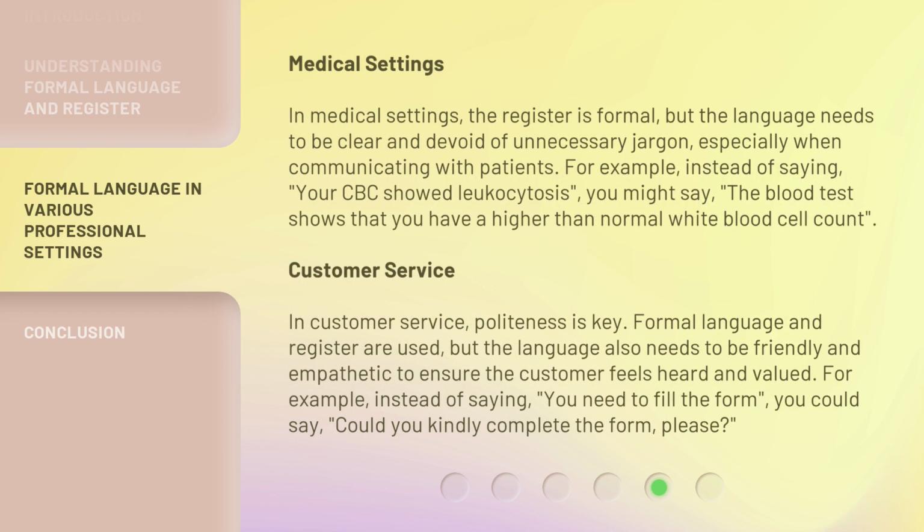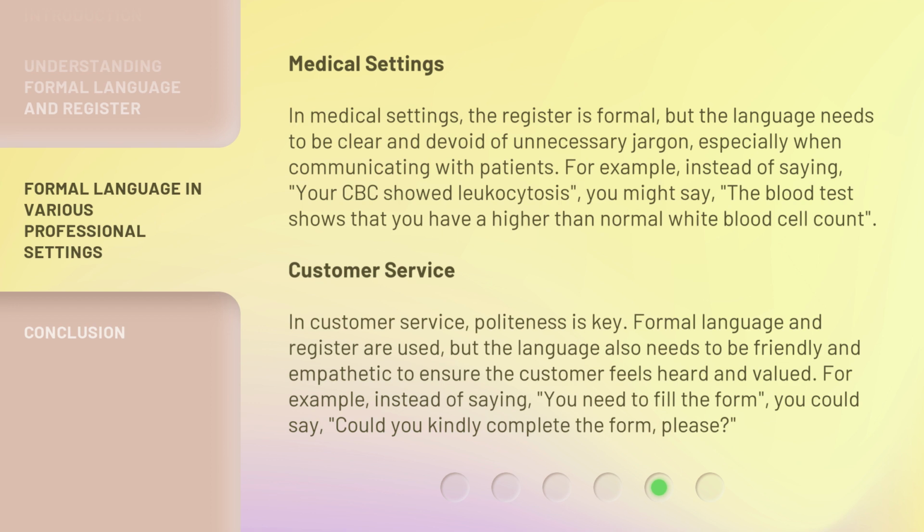Medical settings. In medical settings, the register is formal, but the language needs to be clear and devoid of unnecessary jargon, especially when communicating with patients. For example, instead of saying, "Your CBC showed leukocytosis," you might say, "The blood test shows that you have a higher than normal white blood cell count."